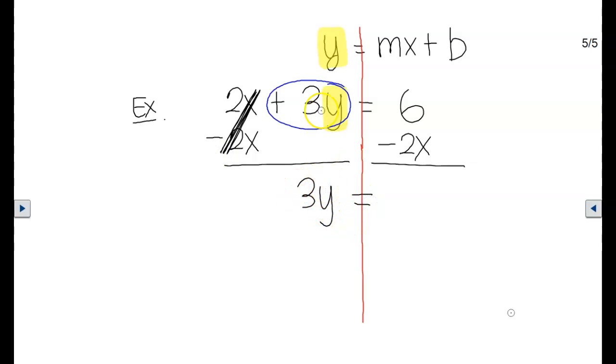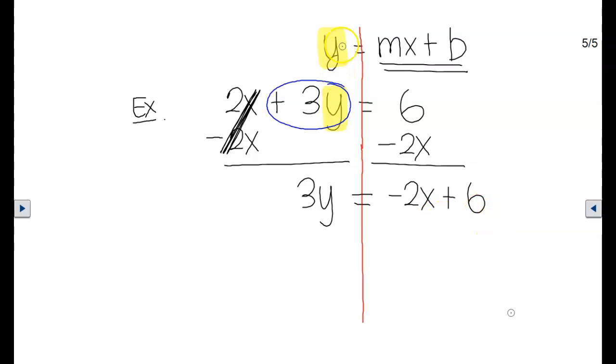So that means on this side we have 3y equals, and on this side I want to set it up so it looks like mx plus b. So I'm going to want to put negative 2x first, because that's my mx, and I'm going to want to put the 6 second. So notice I'm going to take these two terms and arrange them so it sets me up for mx plus b.